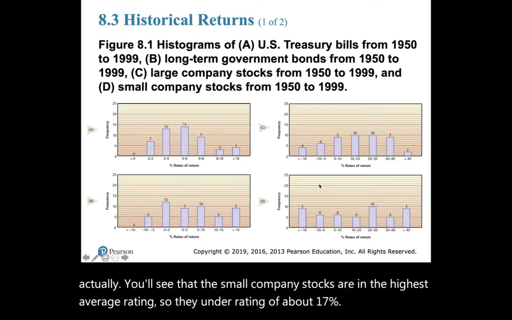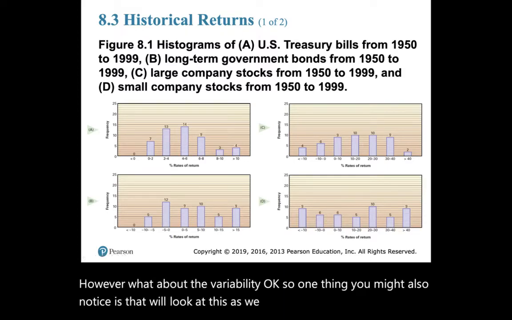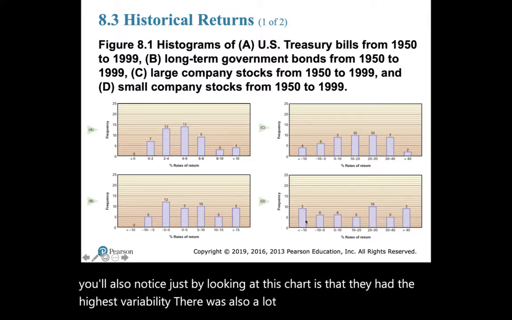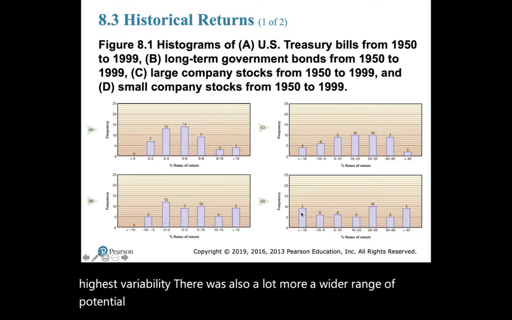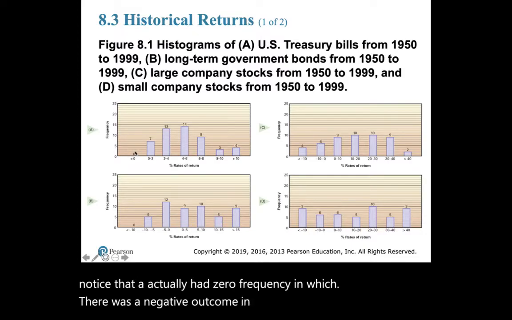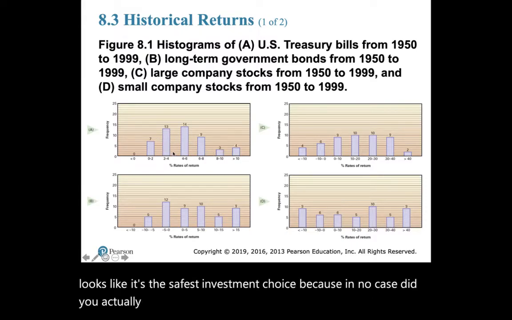However, what about the variability? One thing you might also notice, and we'll look at this as we go through the chapter, is that just by looking at this chart, they had the highest variability. There was also a wider range of potential outcomes. And particularly if you compare D to A, you'll notice that A actually had zero frequency in which there was a negative outcome in return. So in other words, A looks like it's the safest investment choice because in no case did you actually lose your return on your investment.